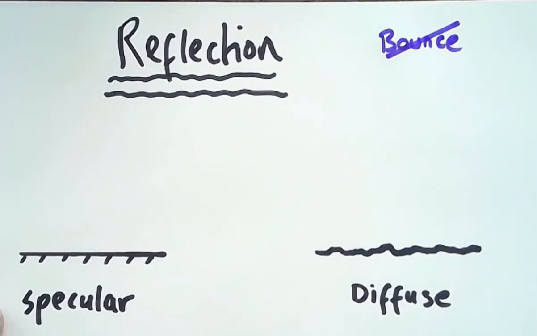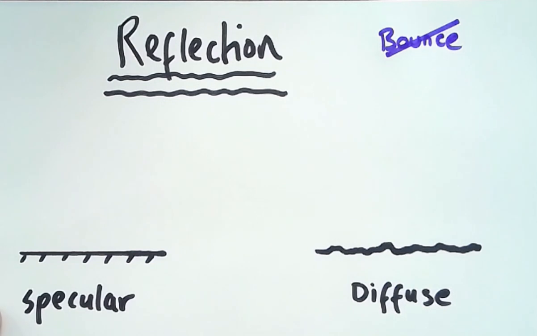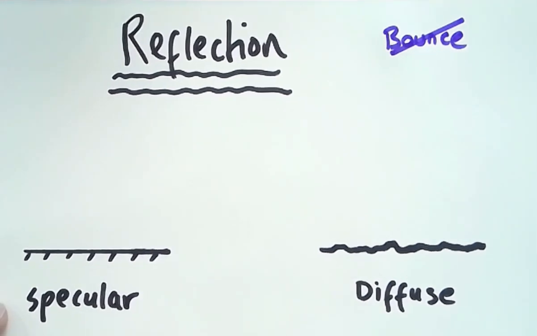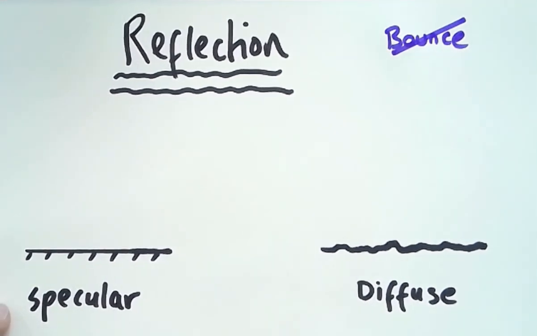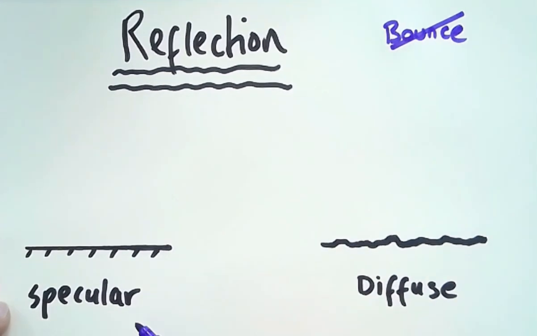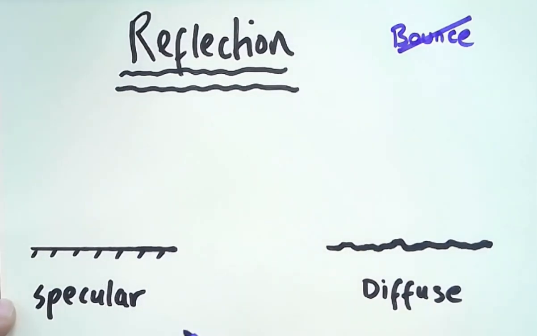The first part is the types of reflection that we get. Reflection can be grouped into one of two types: specular reflection and diffuse reflection. Specular reflection is when light strikes a very flat, uniform, smooth surface and often results in a mirror image being able to be seen from that.